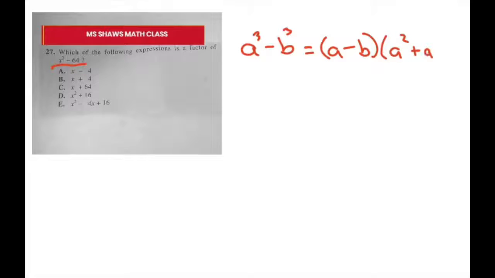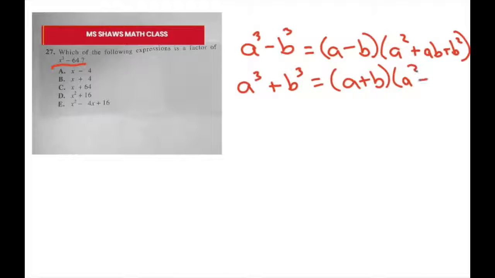Okay, the next one is this one. Basically, you need to know your sum and difference of cubes. So for the difference, you have a cubed minus b cubed equals a minus b times a squared plus ab plus b squared. I'm going to go ahead and write the other one. A cubed plus b cubed, the sum of cubes, is this one.